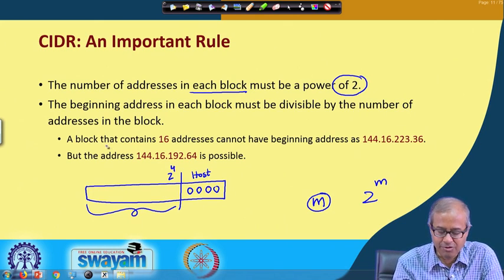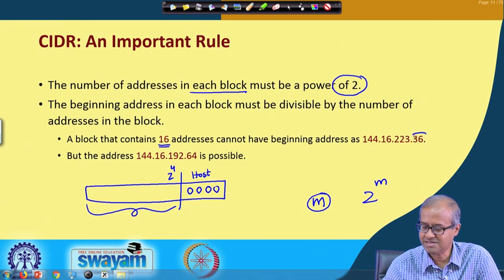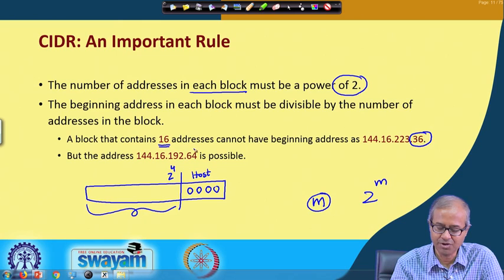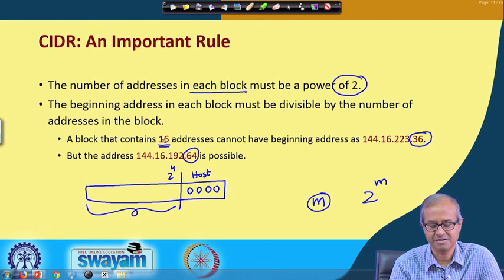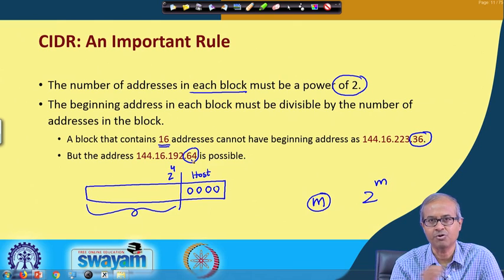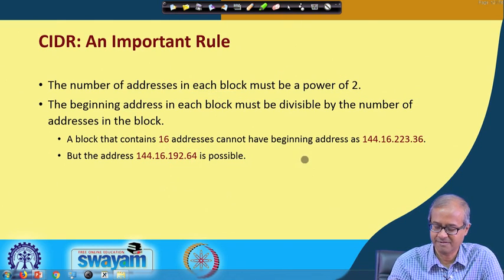So, a block that contains 16 addresses can never have the starting address as this, because this is not divisible by 16, but you can have 64 because 64 is divisible by 16. So, just by looking at the address you can say whether this can be the starting address in a CIDR block or not.